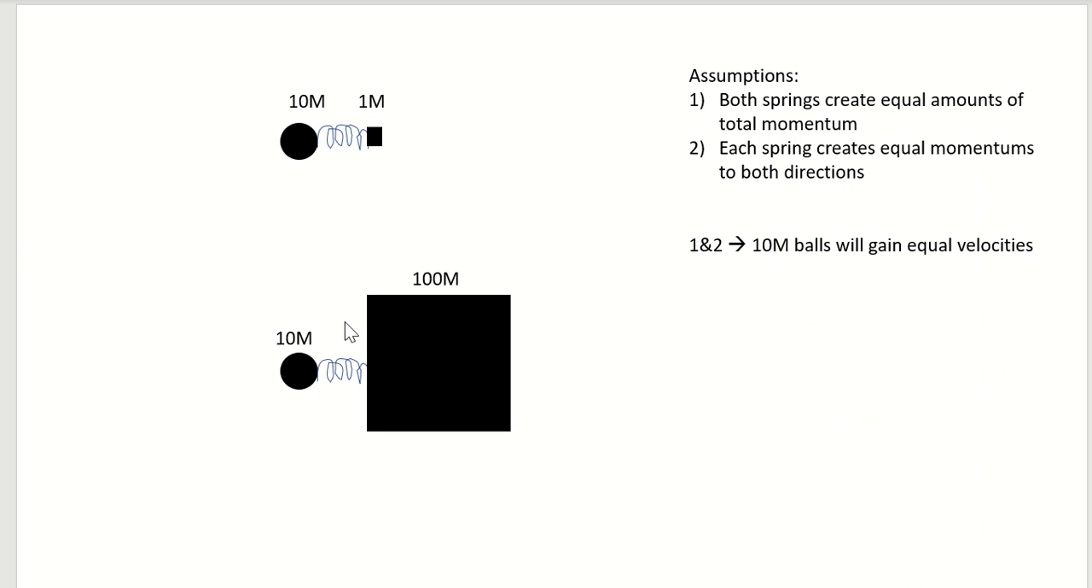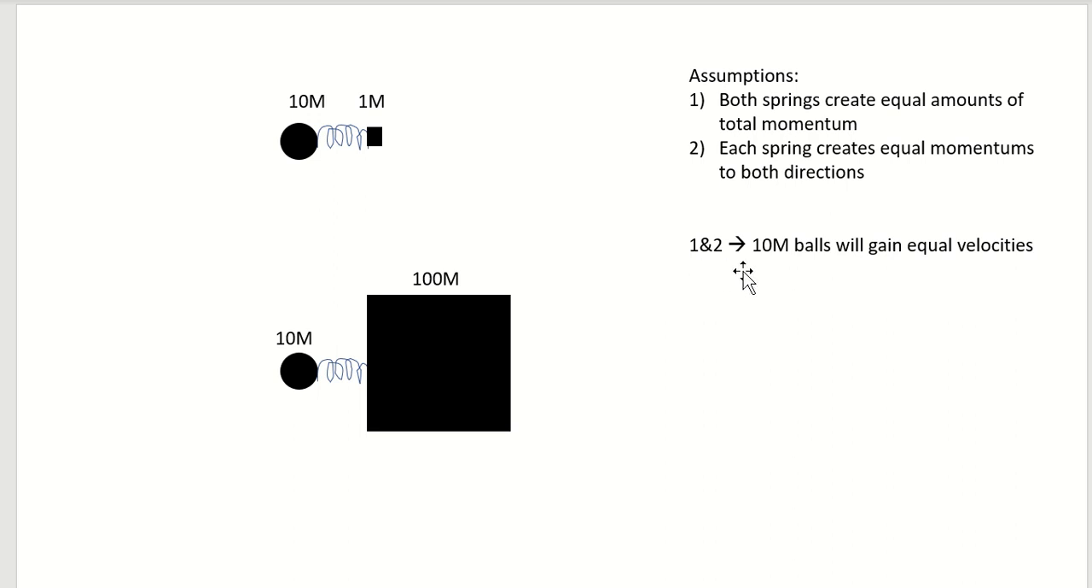Okay. Here's a similar example dealing with much of the same thing. So we have equal balls here with masses of 10. Then we have a small object and a large object. And compressed springs, we will release the springs, let them push these objects into opposite directions. And just for the sake of the argument, let's make two assumptions. The first is that both springs create equal amounts of total momentum. And the second one is that each spring creates equal momentums to both directions.